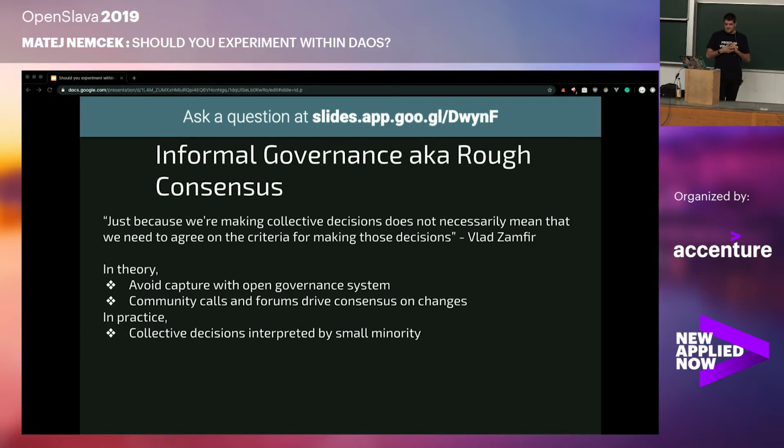But what happens in practice is that these decisions are often converged to a few personalities, and the final decisions are often interpreted by a very small minority. So in Polkadot, we have this council, which makes the whole process more and more transparent and more auditable. So we try to avoid, in theory, that you capture the whole governance system and process, and how these collective decisions evade being captured by a small minority.